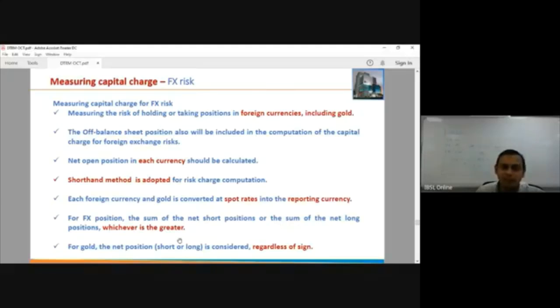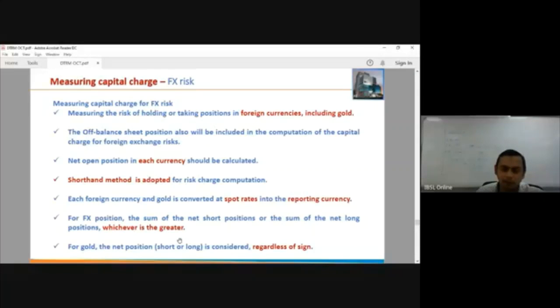Then the off-balance sheet position also will be included in the computation of capital charge. So all the off-balance sheet items like the LCs, again in foreign currencies, derivatives, maybe there could be forward purchases, forward sales, swaps, so all that. And there could be guarantees, shipping guarantee or bank guarantees or any other performance guarantees given in foreign currency.